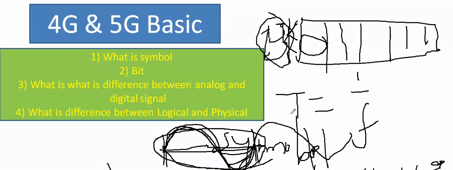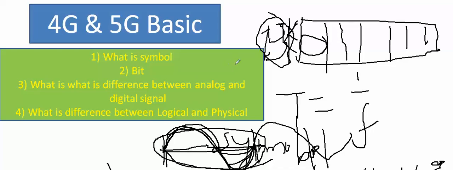But why does everyone call it the digital world, and everything is digital? Because this signal is traveling, but this is not the actual data. Firstly we should understand logical and physical. If this is the physical, this signal traveling is also called analog.